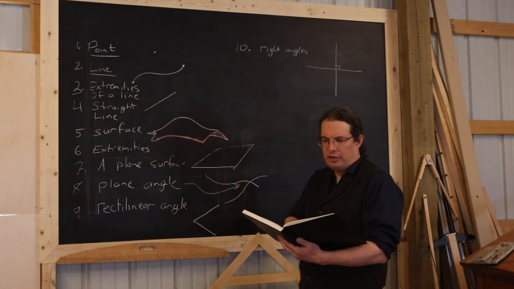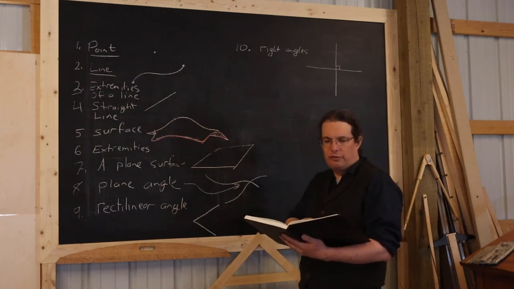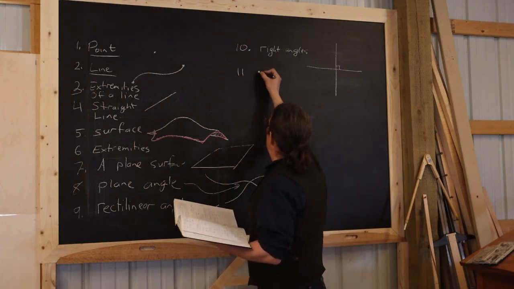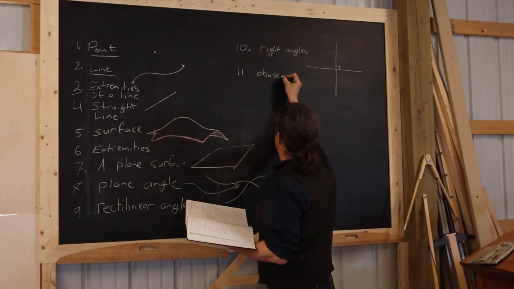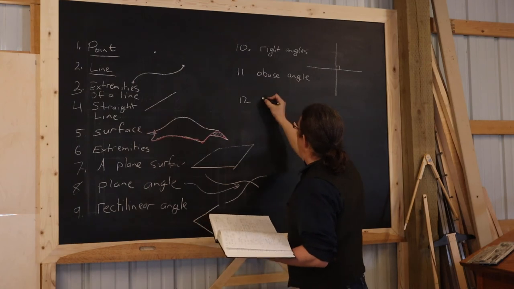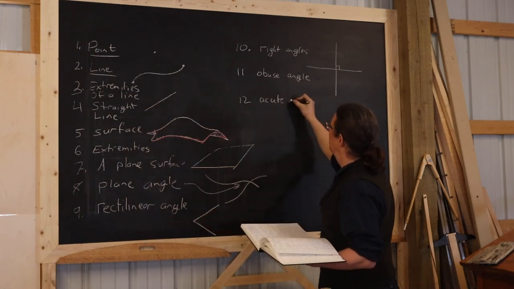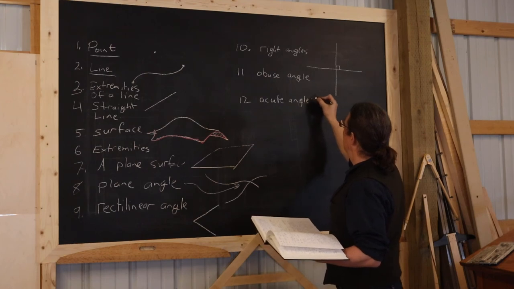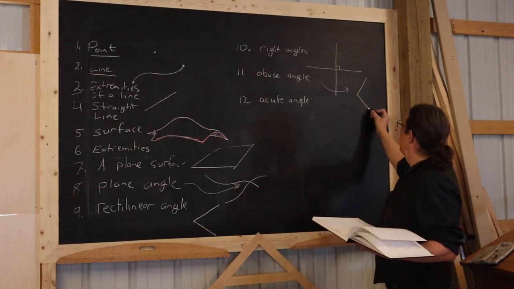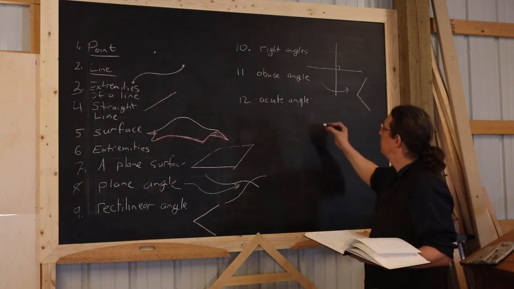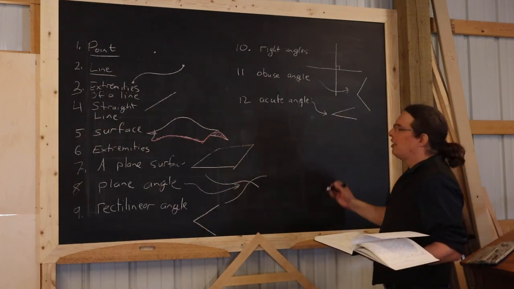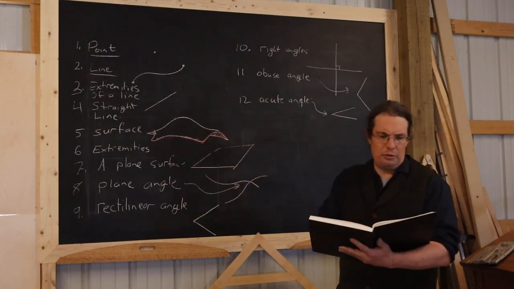Okay, the next two definitions continue on somewhat with the ideas of classifying angles. And these are obtuse angles and acute angles. An obtuse angle is any angle that's greater than a right angle. An acute angle is any angle that is less than a right angle. It's just terminology there.